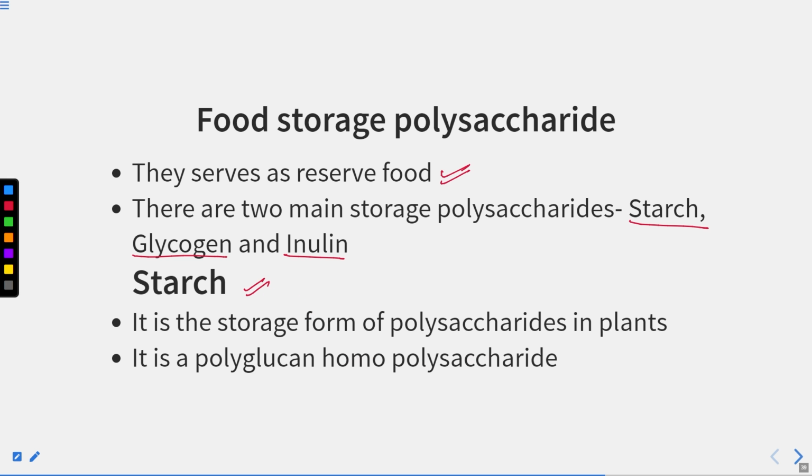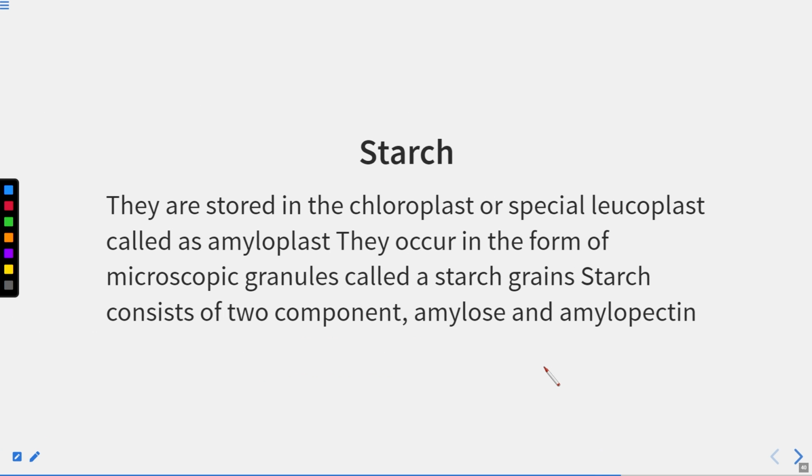It is the storage form of the polysaccharide in plants, and it is a polyglycan homopolysaccharide. So one type of monomer is there. They are stored in the chloroplast or the special leucoplast called the amyloplast. There they get formed, and they occur in the form of microscopic granules called starch grains.